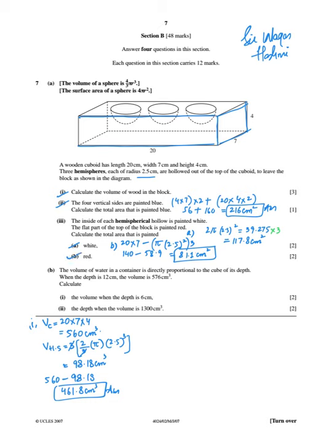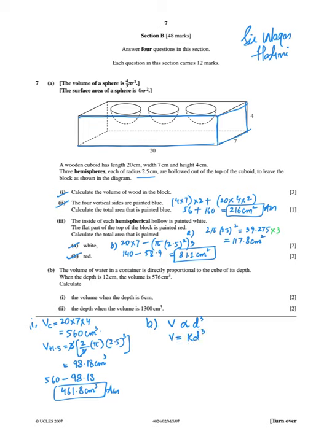For part B, the volume of water in a container is directly proportional to the cube of its depth. So first we need to make the relation. Volume is directly proportional to the cube of its depth, so it's d cube. So we can say that volume equals k times d cube.